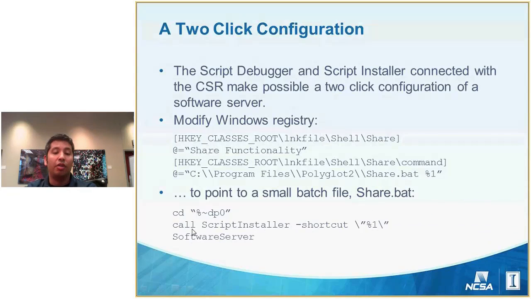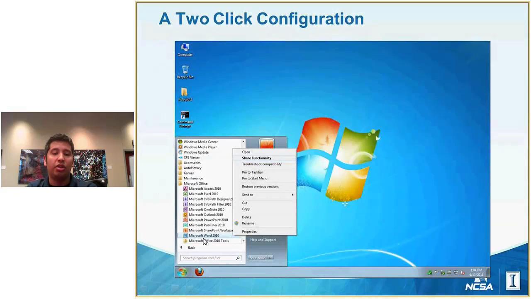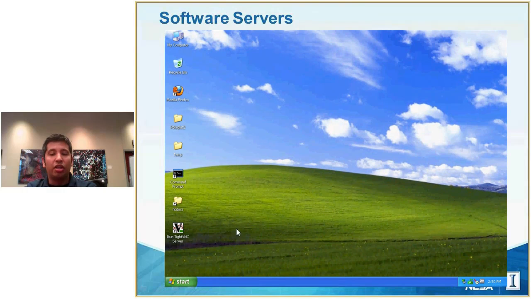And what it does is it calls this batch file called share.bat, which is basically 3 lines, which calls the script installer, which basically passes in a shortcut, whatever you click on, and its name as the argument, and then runs a software server. And so you can click on an application on your desktop, click share functionality, it'll call the script installer, query the CSR, get the needed scripts, configure it for the local machine, possibly test them, and then start up a software server, and the software will be available through a software server.